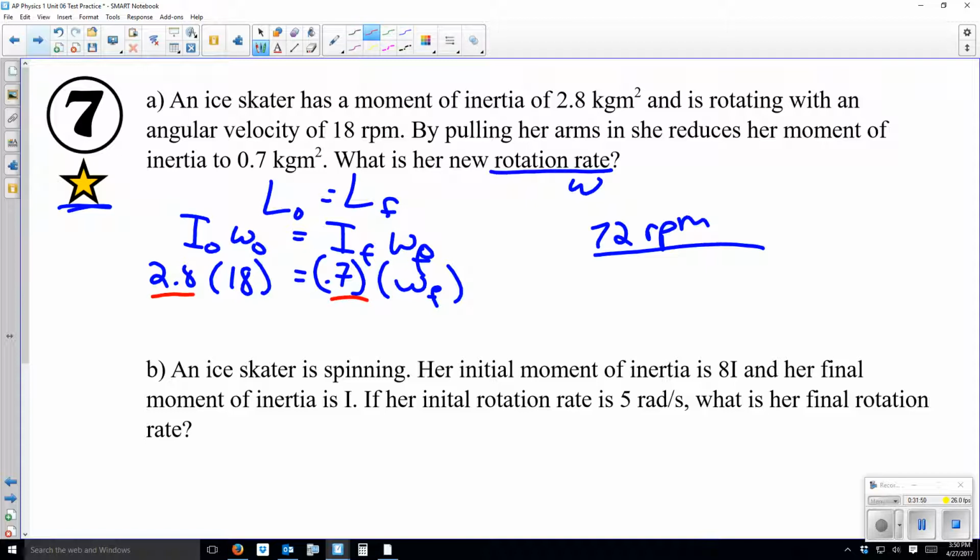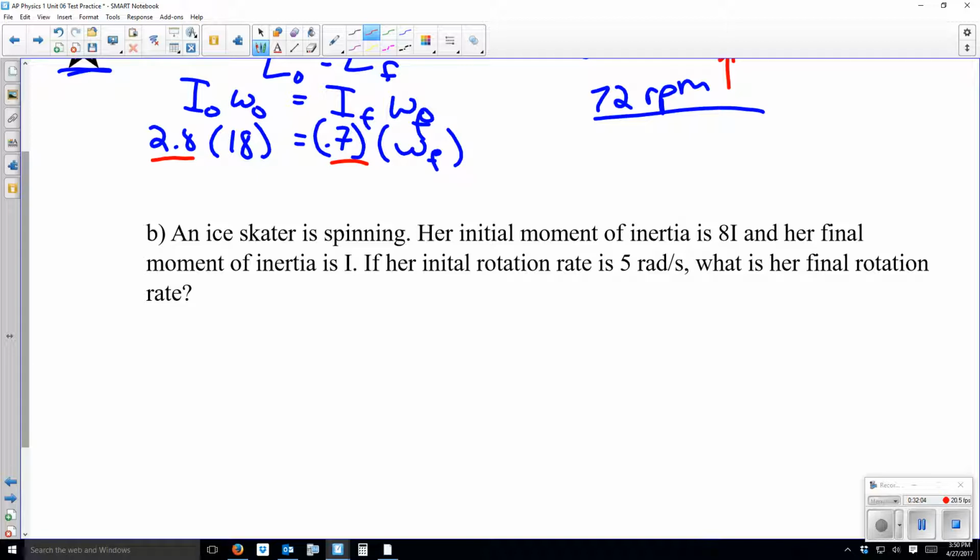For B here, it is very similar, but this time it is using some variables. So we'll do it again. Again, the same setup, I naught omega naught equals I f omega f. So it says an ice skater is spinning. Her initial moment of inertia is 8I, and her final is just I. If her rotation rate at the beginning is 5 radians per second, what is omega f? So if I divide both sides by I, we end up with 40 radians per second.